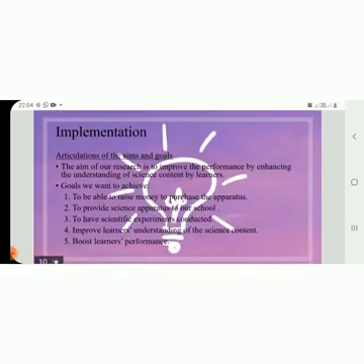So to the implementation. The implementation includes the articulation of the aims and goals. The aim of our research is to improve the performance of learners by enhancing their understanding of science content. The goals we want to achieve include the following. 1. To be able to raise money to purchase the apparatus. 2. To provide science apparatus to our school. 3. To have scientific experiments conducted at our school. 4. To improve the learners' understanding of the science content. And 5. To boost the learners' performance.